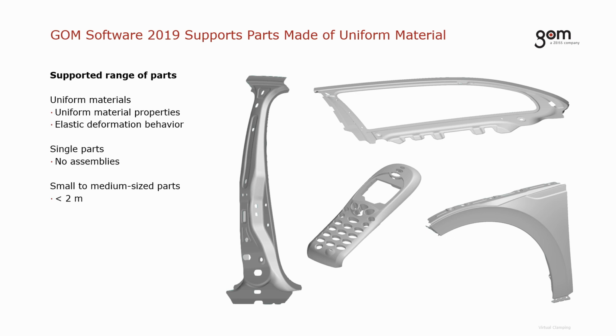The 2019 software supports this; basically that's where they brought in virtual clamping. It has to be a uniform material. It can't be multi-layered, welded, or different materials. So: uniform materials, uniform material properties, elastic deformation behaviors. Single parts, no assemblies, smaller than 2 meters. Here you see a B pillar for a car, cell phone case, fender, and window frame.